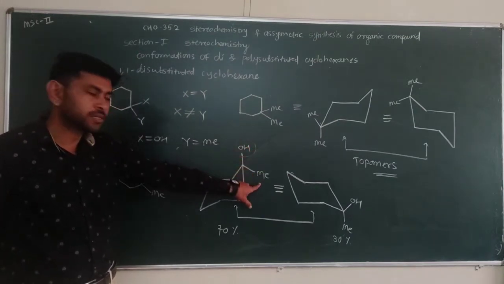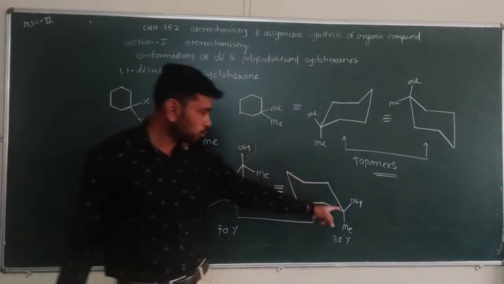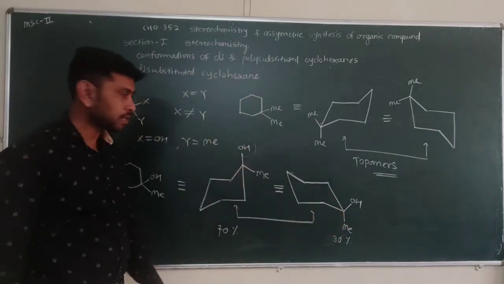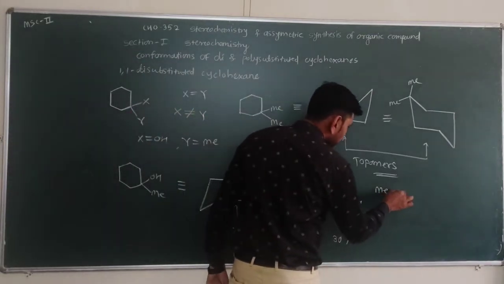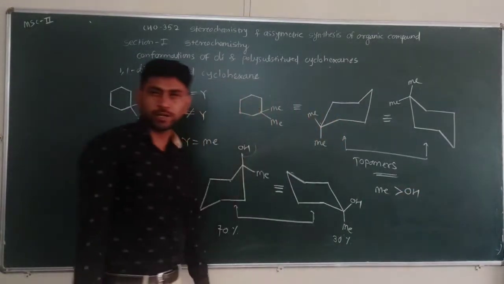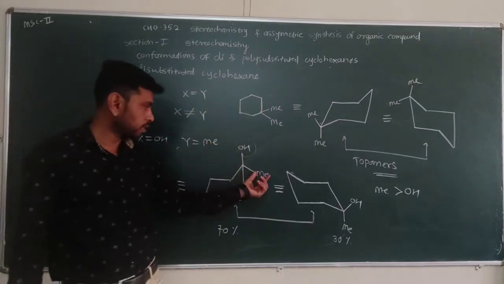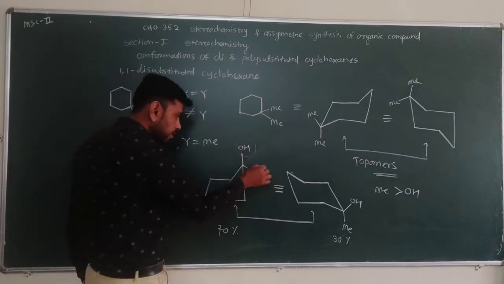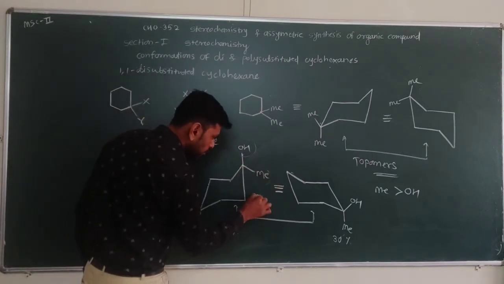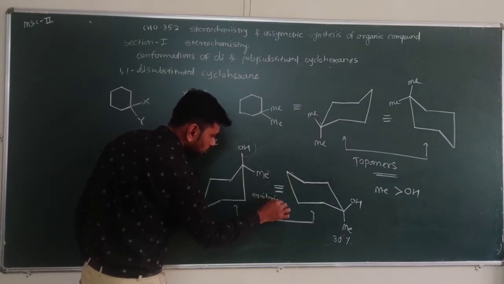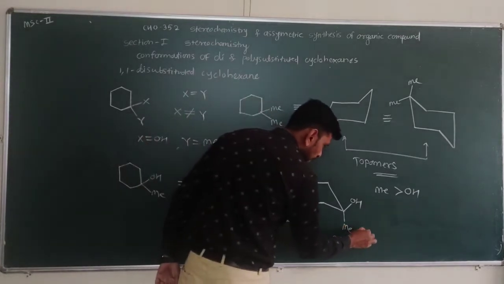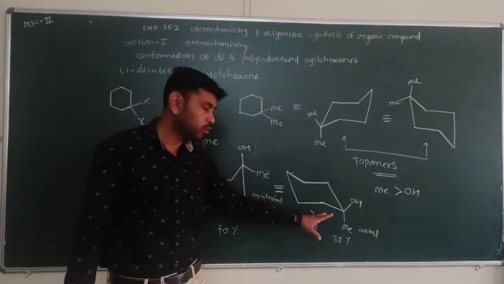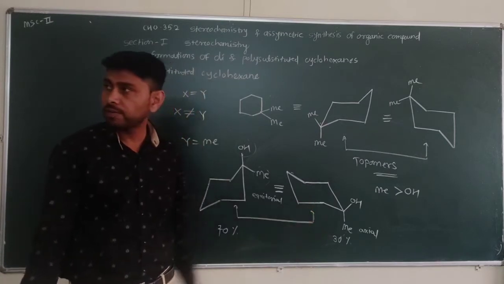OH group and methyl group are attached at the same carbon, but which is the bulky group? Methyl is a bulkier group than the OH group. Structure-wise, methyl is bulkier than the OH group, but the bulkier group is now at axial position, and the less bulky group is at equatorial position. When the bulkier group is at axial position, there are more interactions between the hydrogens.